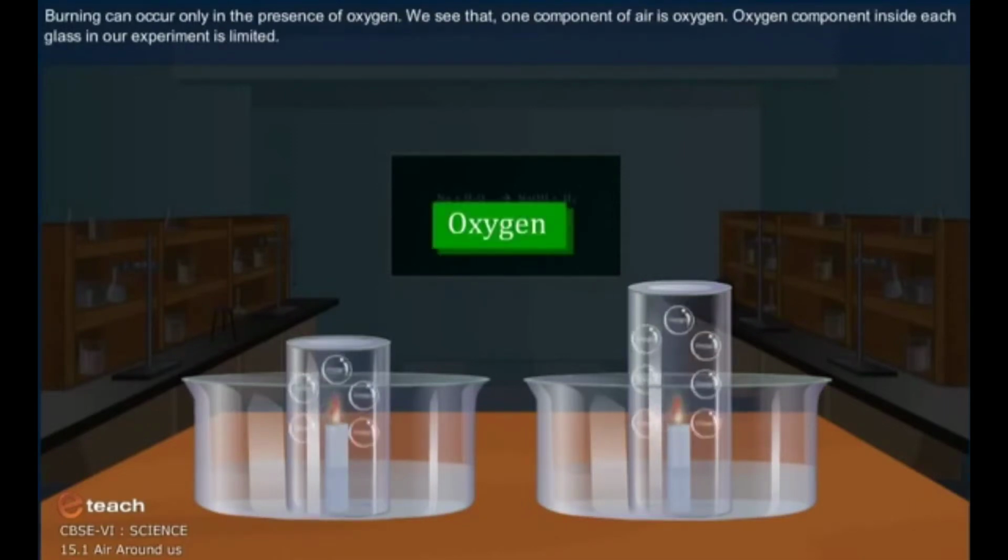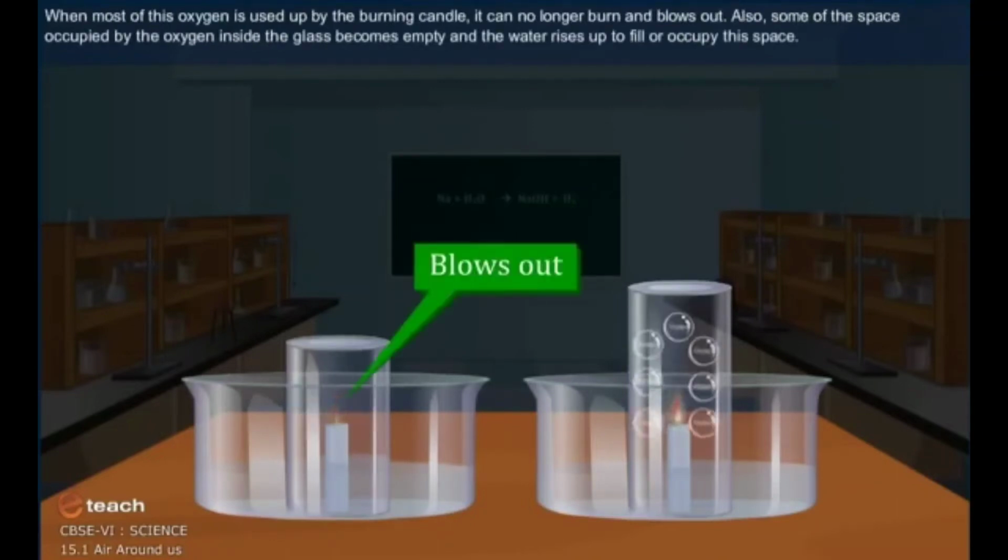Burning can occur only in the presence of oxygen. We see that one component of air is oxygen. Oxygen inside each glass in our experiment is limited. When most of this oxygen is used up by burning the candle, it can no longer burn and blows out.